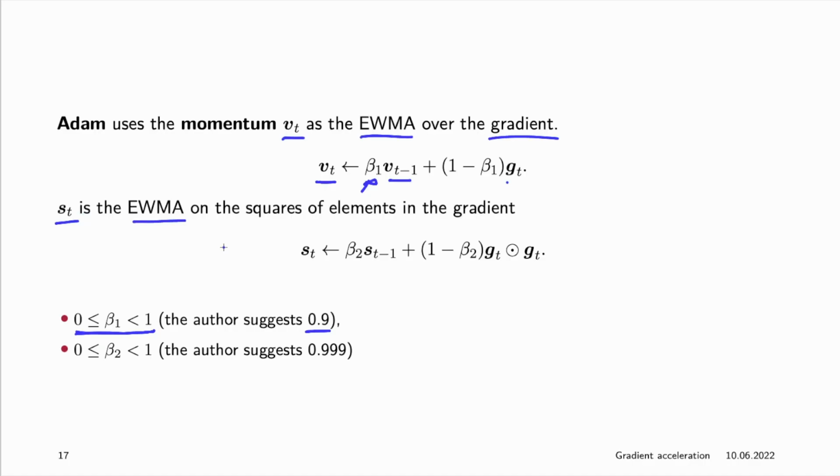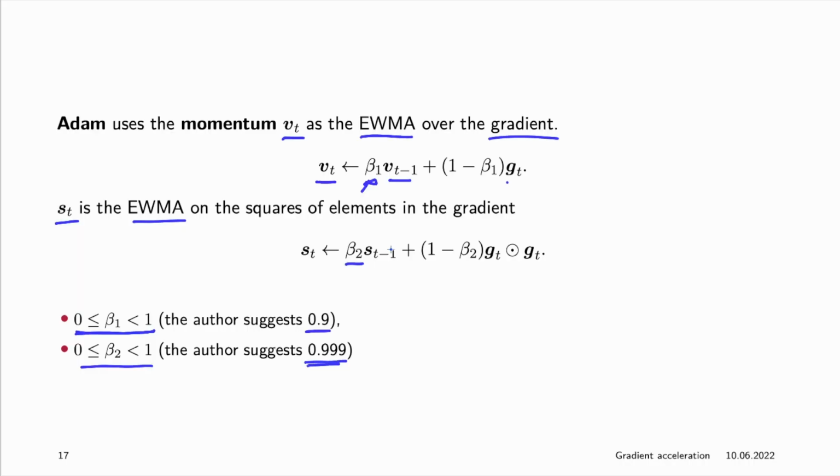St again is an exponentially weighted moving average over the squares of the elements of the gradient. So St is set to beta 2, which is another parameter between 0 and 1, and here the author suggests to use a number that is very close to 1, namely 0.999, times St minus 1 plus 1 minus beta 2 times the squared gradient.